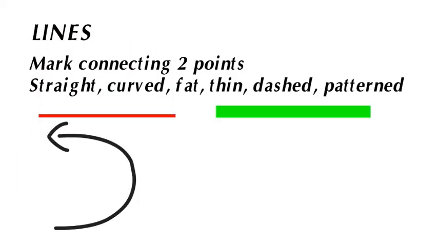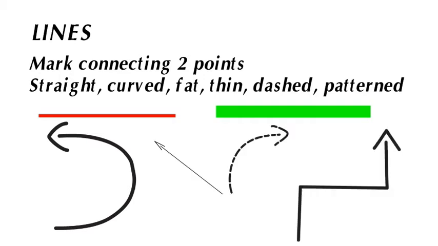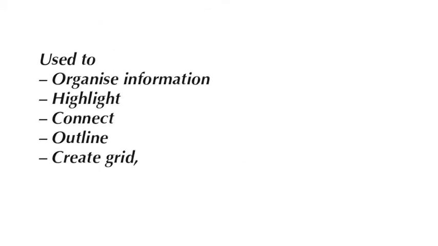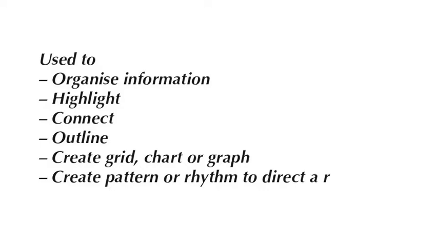They could either be straight, curved, fat, thin, dash, or pattern. Pattern is a very important form of art because it tends to give your work a form of attraction. Lines are also used to organize information, highlight, connect, outline, create a grid, chart, or graph. Lines are also used to create pattern, reading, to direct the reader's eye to a particular set of information.